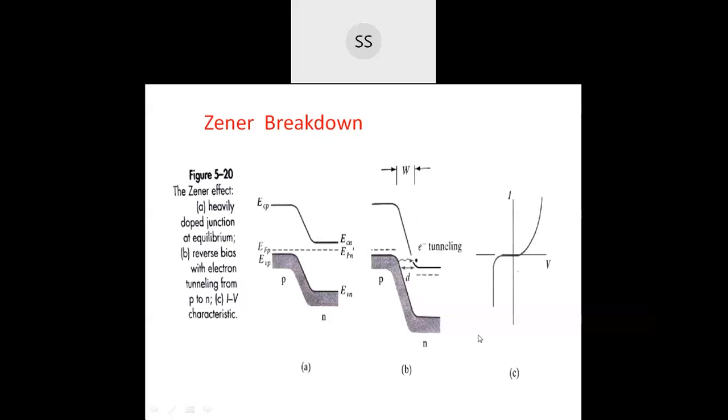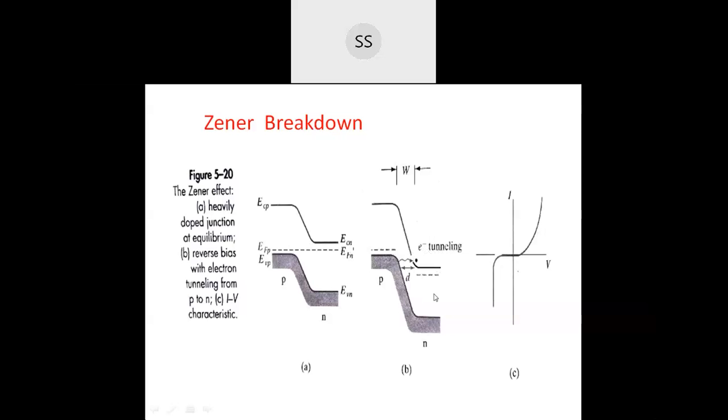Now as shown in this first picture, there is a crossing of bands due to reverse bias. It aligns a large number of empty states on the n side of the conduction band on the opposite side of the many filled states of the p side valence band. That is because of that reverse bias voltage. So definitely there are a lot of changes with respect to energy band diagrams as shown in this.